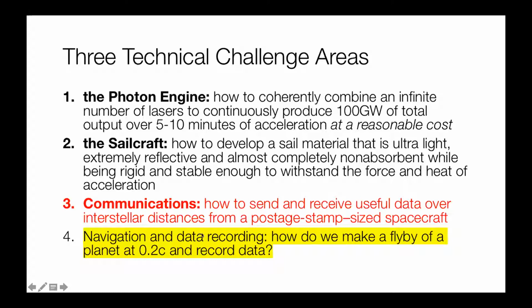And then I put down here a 4th area, which is not one of the first 3 priorities, but there are other things: navigation, data recording, power.